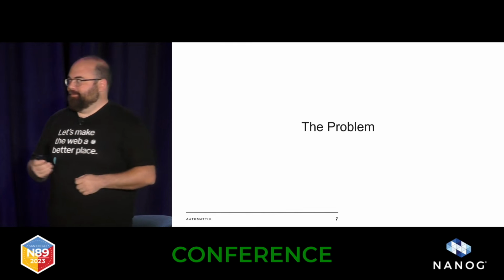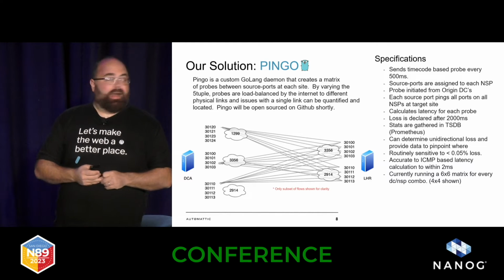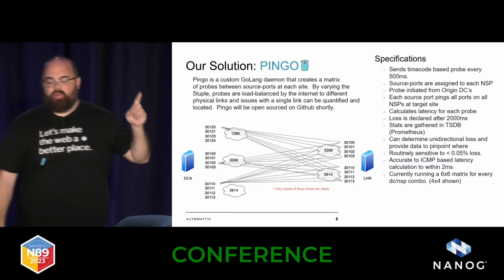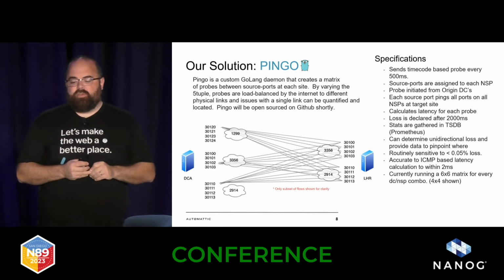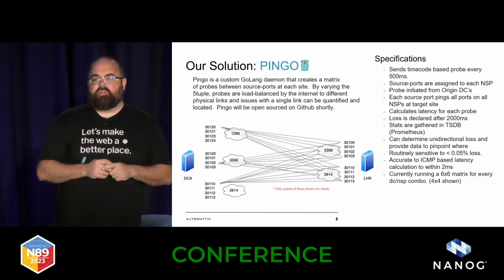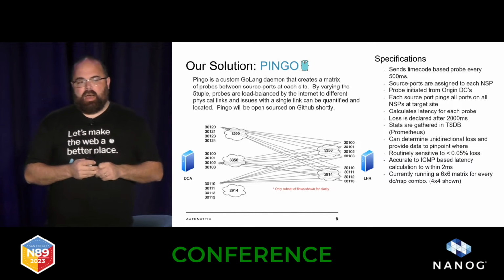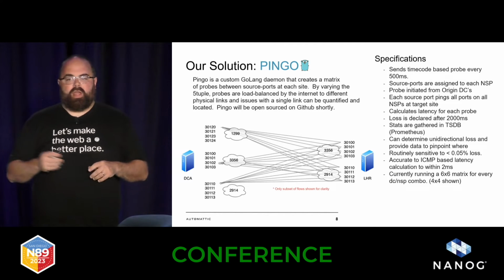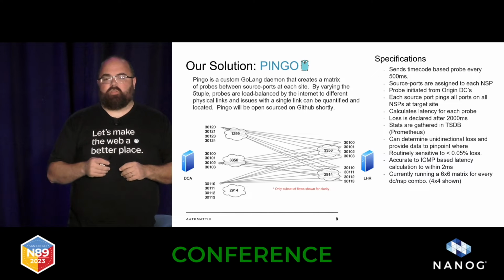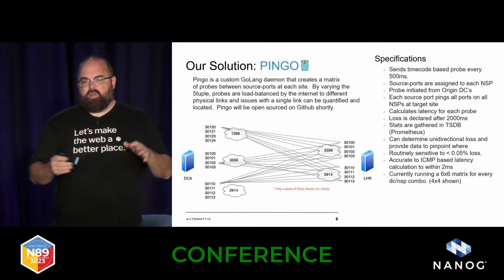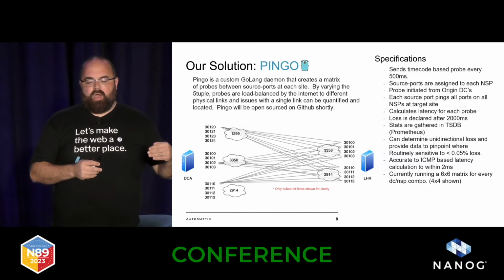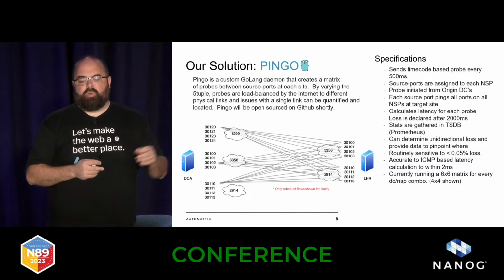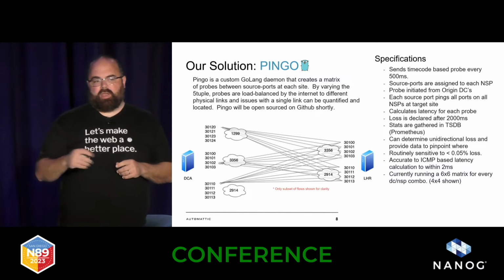So here's what we did to solve it. This is Pingo. At its core, it's very simple. It generates a series of UDP ping flows between any two data centers. By consistently varying the source ports we're sending from, we're able to trigger a PBR on our egress routers. And the PBR is configured so that certain source ports are always sent using specific NSPs. And that's really important.